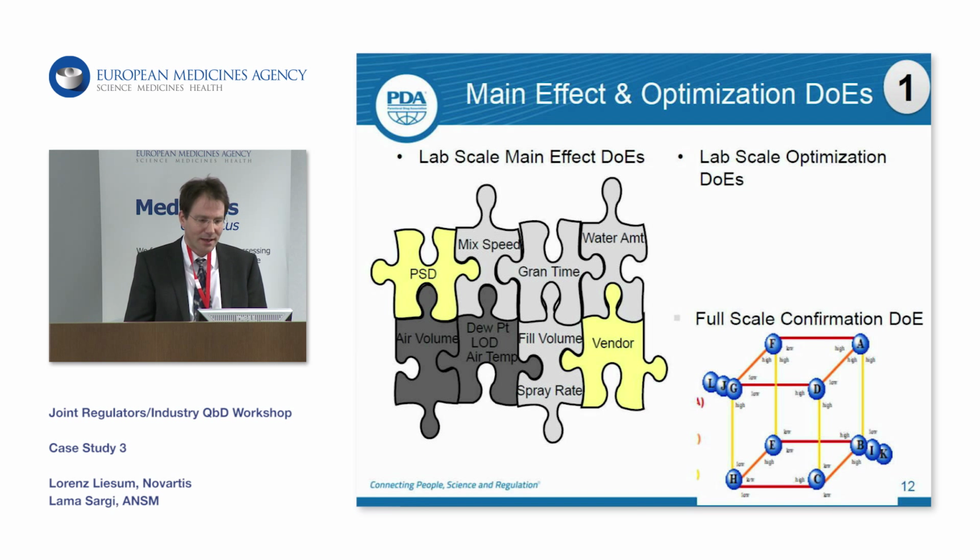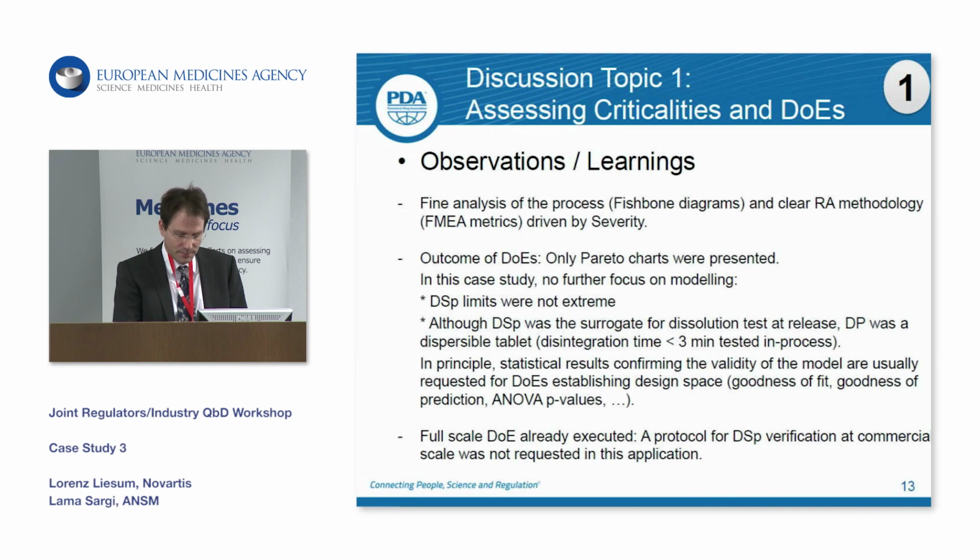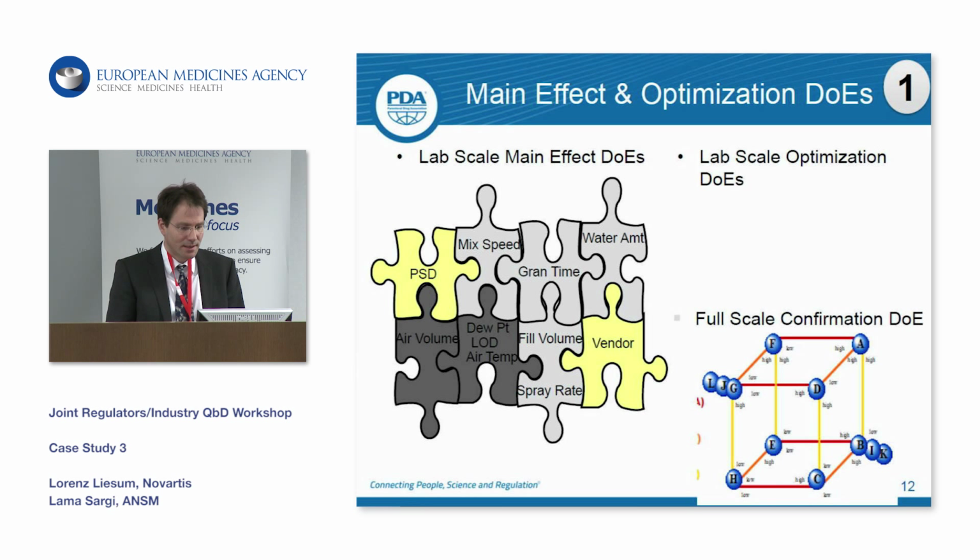As an overview, you can see the outcome of this investigation. Among all of the different potential process parameters, it turned out that only the particle size distribution of 2 excipients, in addition to the water amount, was actually critical. What we then concluded is that the particle size distribution is not scale dependent, therefore it was not further considered in the full-scale confirmation.